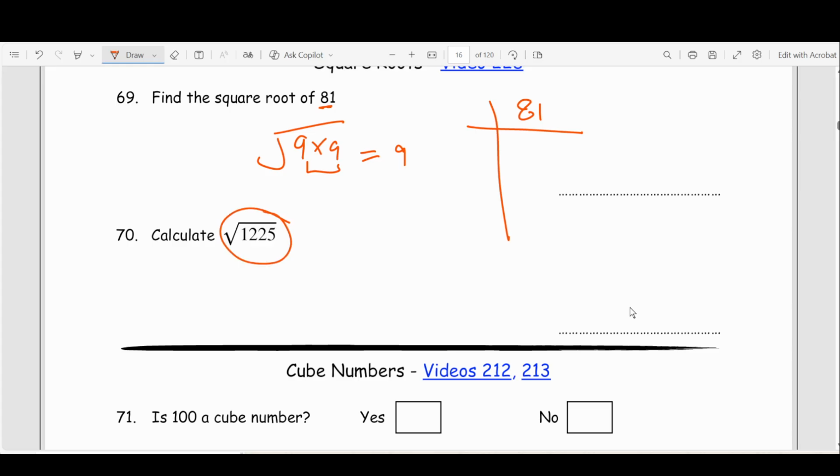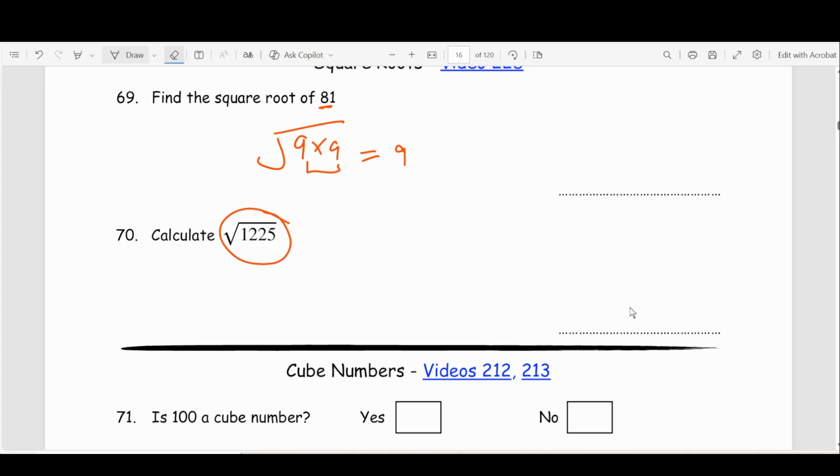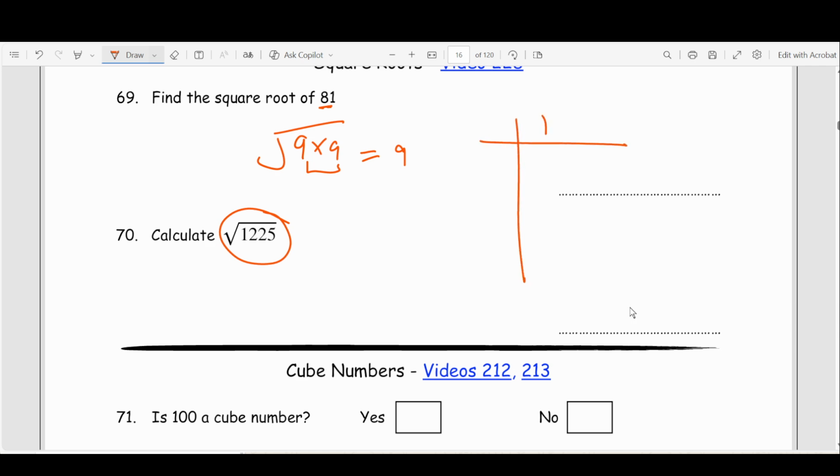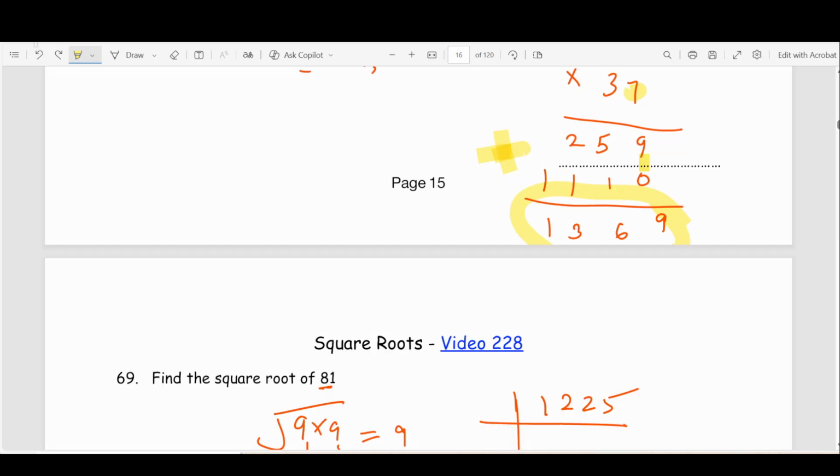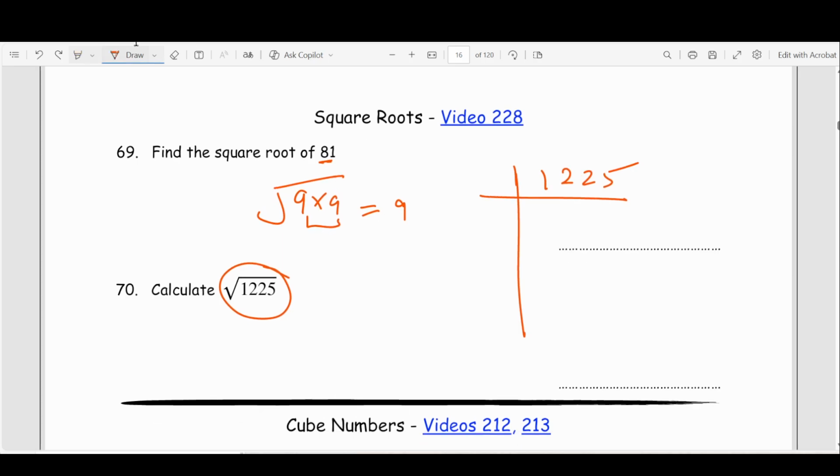But let's try this one because you already know this one. 1225. Because it has 5 at the end, that means we can divide it by 5, right? We need to do prime factorization. Only we need to divide by prime numbers. So I start with 5. 5 times 2 is 10, right? And I give 2 to this number, this will become 22. 5 times 4 is 20. Then we give 2 to this, right? This becomes 25. 5 times 5 is 25, right?